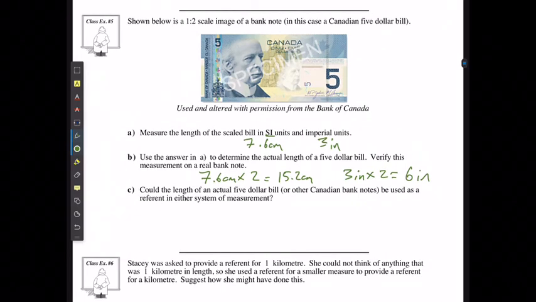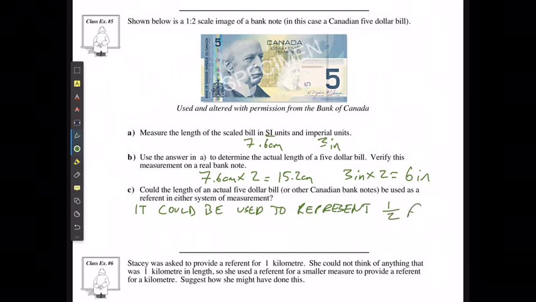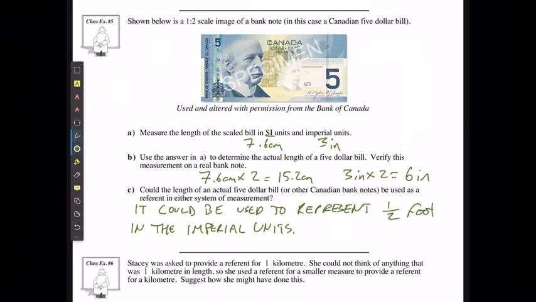Could the length of an actual $5 bill or other Canadian banknotes be used as a reference in either system of measurement? Yeah, it could. It could be used to represent one-half a foot in the imperial units. So if you have dollar bills, $2 bills set side by side are basically 1 foot.